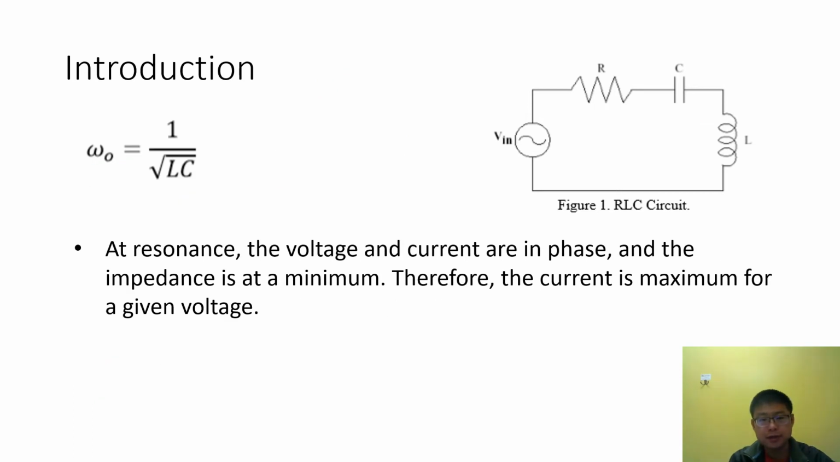At resonance, Z equals R. The imaginary part equals 0. So the voltage and current are in phase, and the impedance is at a minimum. Therefore, the current is maximum for a given voltage.